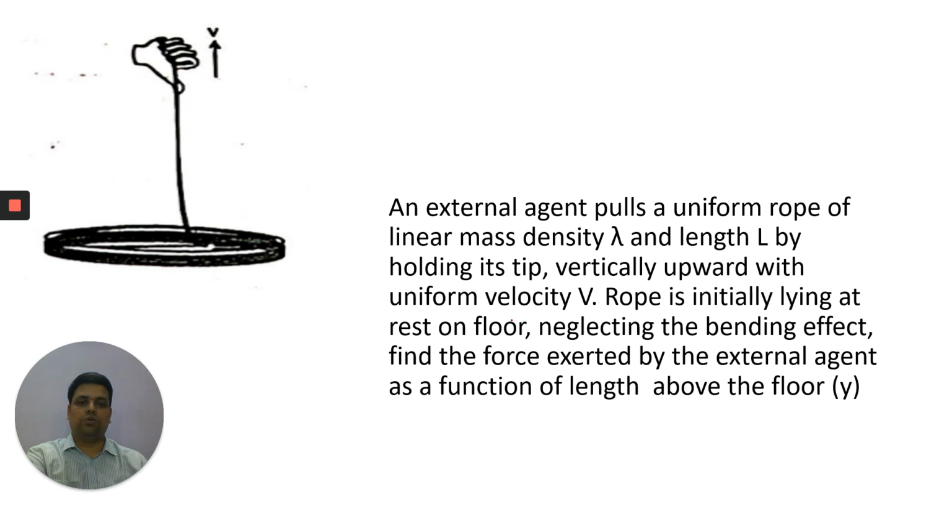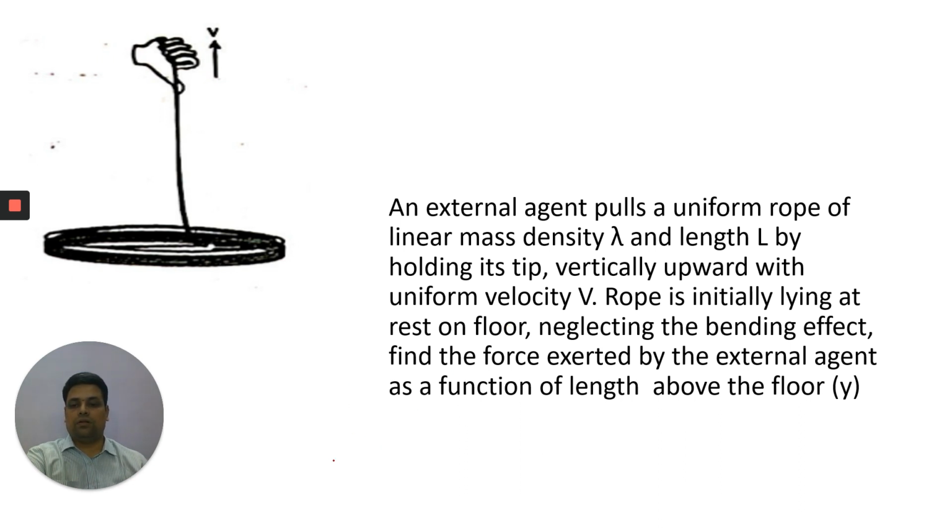An external agent pulls a uniform rope of linear mass density lambda, and its length is given as L, by holding its tip vertically upward with uniform velocity v. The rope is initially lying at rest on the floor. Neglecting the bending effect, find the force exerted by the external agent as a function of length above the floor, which is indicated as y.